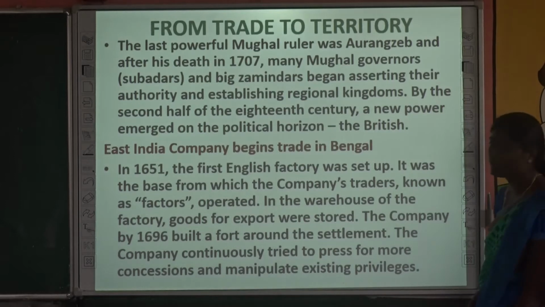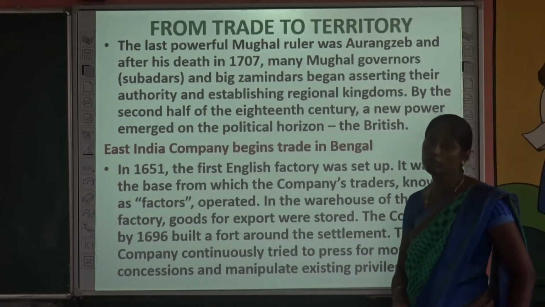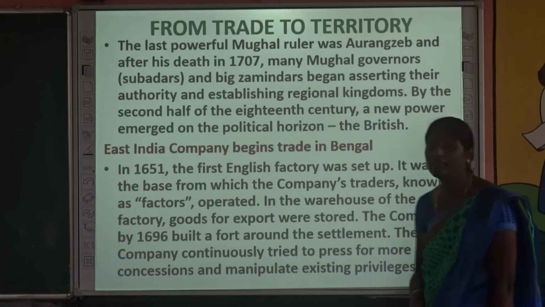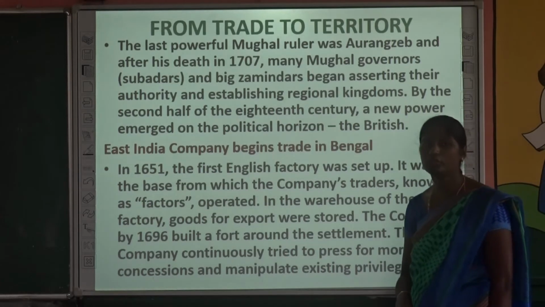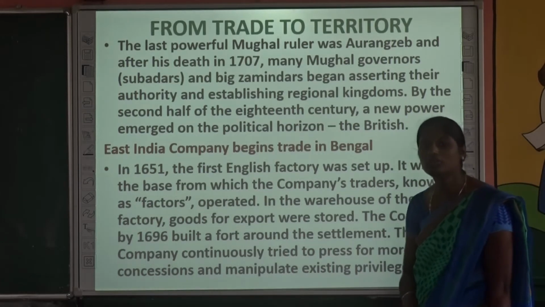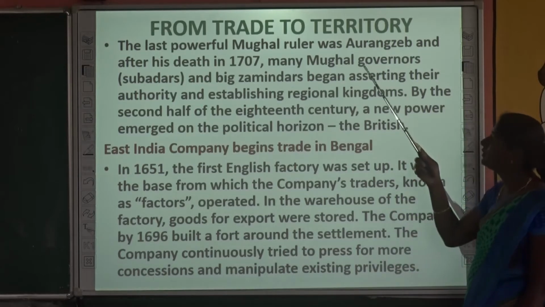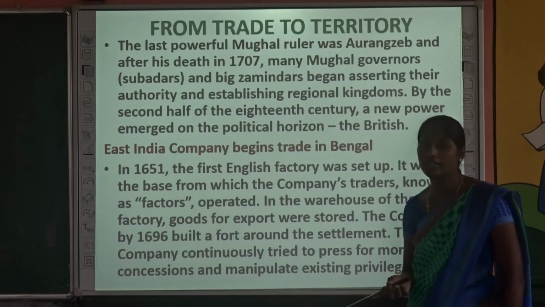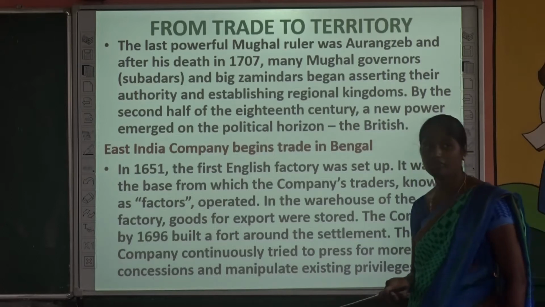And the company continuously tried to press for more concessions and manipulate existing privileges. So this Aurangzeb, he gave a farman to the East India Company. Farman in the sense agreement. He gave an agreement that they can trade in Bengal for free, duty free. There was no tax to trade in Bengal. So later on, after the death of Aurangzeb, the English East India Company wanted more privileges in order to trade all over India for free.